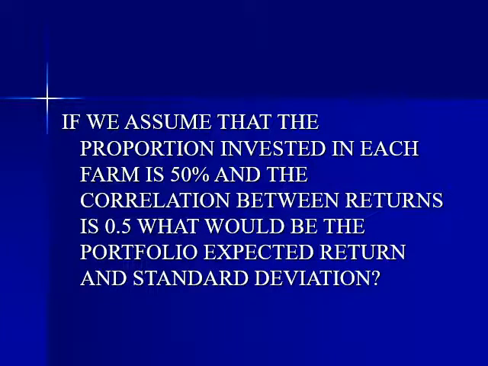Okay, let's look at an example here. We assume that the proportion invested in each of those farms is 50%, and the correlation between returns is 0.5. What would be the portfolio expected return and standard deviation? Keep in mind the correlation here is 0.5, which means that if returns increase in one farm, they're going to increase in the other farm, but not perfectly with each other. In other words, they're going to go in the same direction because it's a positive correlation, but not at the same proportion.